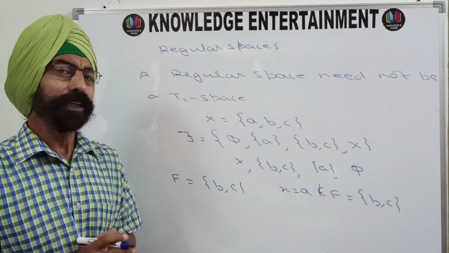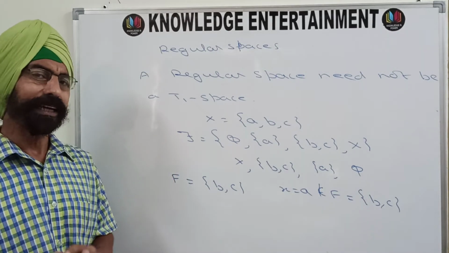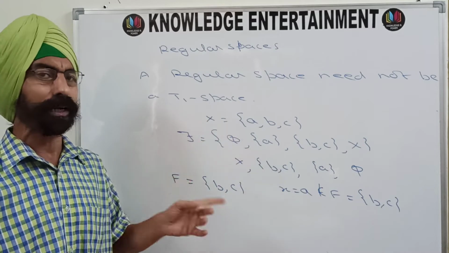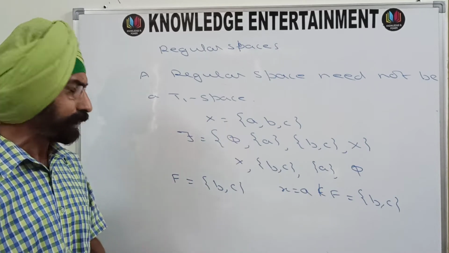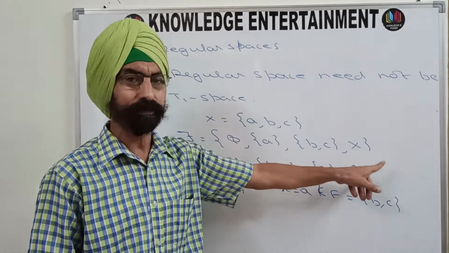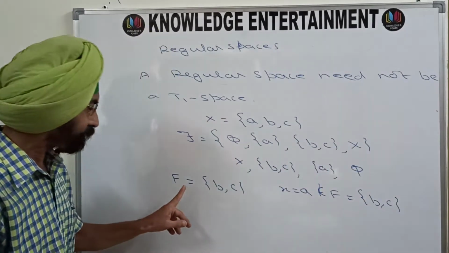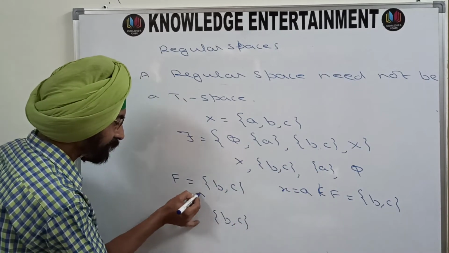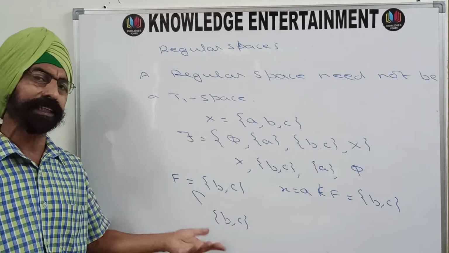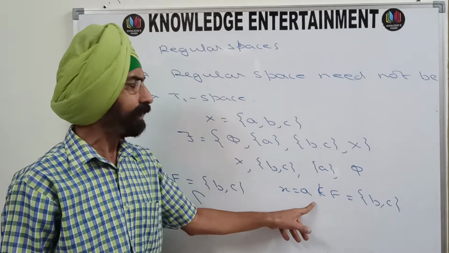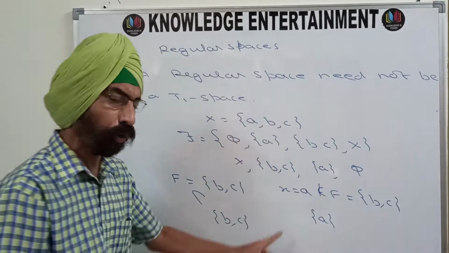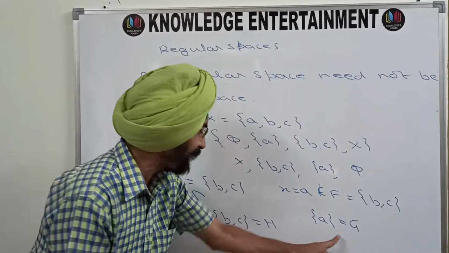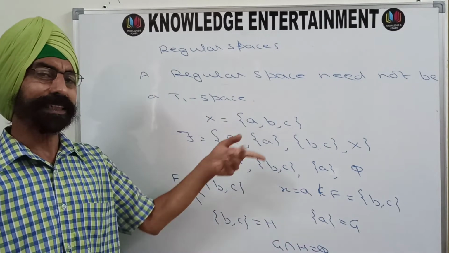Now what do you need? You need two open sets, one containing the point X, that means A, the other containing the whole closed set F, such that the two open sets are disjoint, their intersection is phi. Then the space will become regular. And this is very much clear, because the open sets are these four. For the set containing F, I will take the open set BC. This is the open set that contains F, because F is wholly contained in BC. On the other hand, for the point A, I have the singleton set A. This is the open set. This is your H, this is your G. G contains A, H contains F, and the intersection of G and H is phi, which makes this topological space regular.